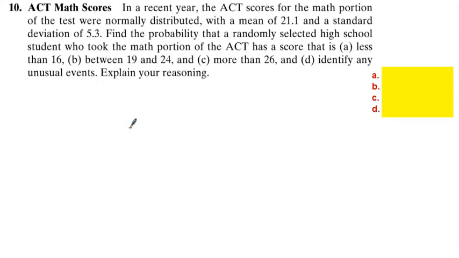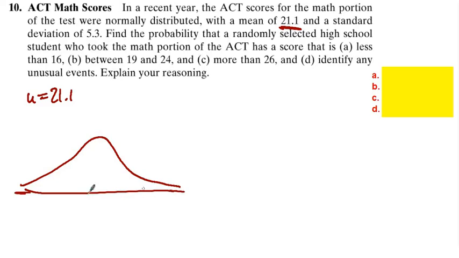Alright, so here's number 10 from the homework for this section. I don't know if number 10 is going to be assigned to you, but it's still a good problem. We're being asked about ACT scores. The average ACT scores in a given year have a mean of 21.1, and they are normally distributed, meaning they form a bell curve.